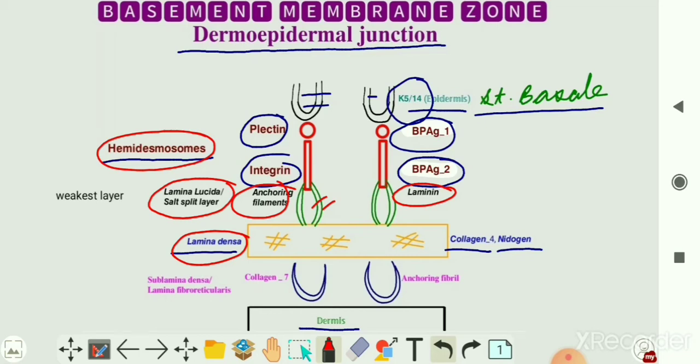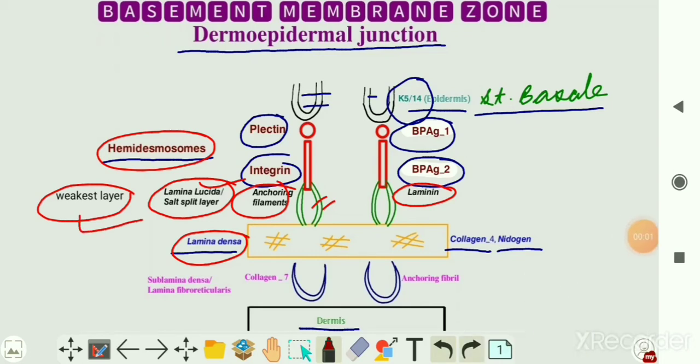Why is it also known as the salt split layer? Because it is the weakest layer in the dermoepidermal junction. Why is it the weakest? Because if you take a section of skin and keep this skin in normal saline, then this skin will break from this lamina lucida. That's why this is the weakest layer in the dermoepidermal junction.